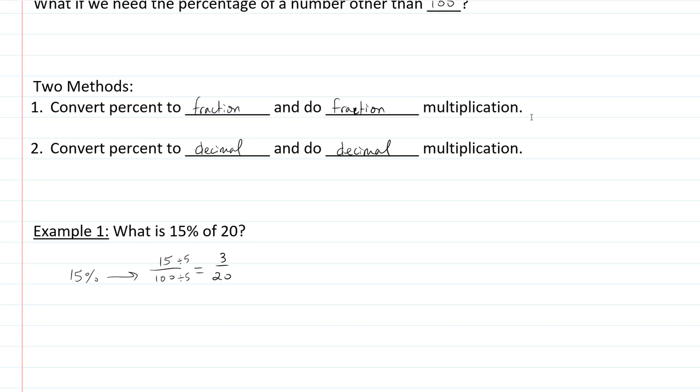So now I carry out my fraction multiplication. I multiply my percent by 20. So 3 over 20 times 20, and 20 is actually 20 over 1, ends up being 3 times 20 over 20 times 1. The 20s cancel because it's like multiplying and dividing by 20, and I'm left with just 3 over 1, or 3. So the answer is 3. 3 is 15% of 20.